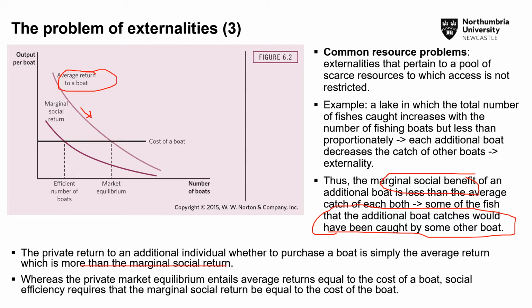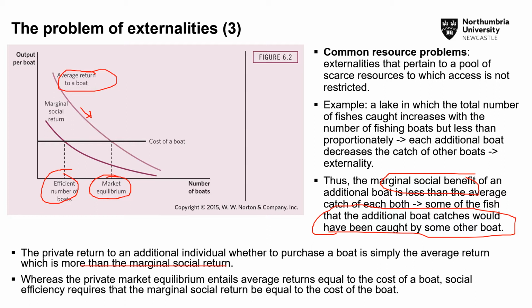So how many boats should enter the lake? Well, as long as the cost of a boat is less than the marginal social return, it makes sense for boats to enter the lake. So the efficient number of boats is at this point. On the other hand, here we have a market equilibrium. So again, the market equilibrium is above the efficient number of boats. So hence, we have too many boats that are fishing.